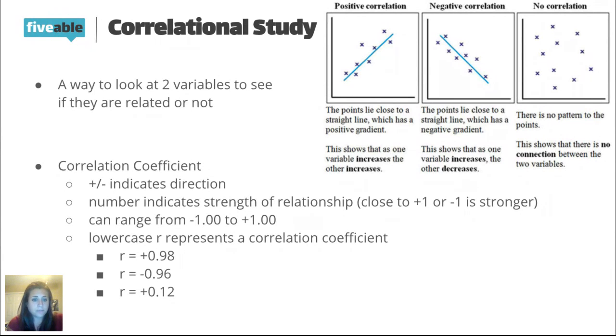And so I actually just kind of wrote out here what it might look like. R is the variable that represents the correlational coefficient. So if you ever see R equals, you should know that that's a correlational study that they're referencing. R equals +0.98 would probably be that first graph there for positive correlation. It doesn't form an exact perfect straight line. There's a little spread in the data points, but it's pretty close.